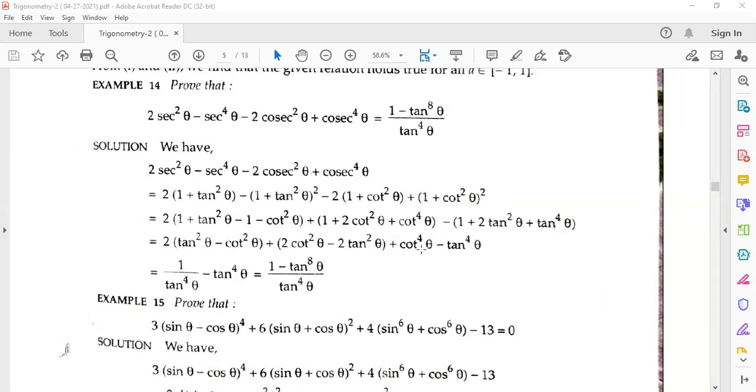Now this cot to the power 4 theta can be written as 1 by tan to the power 4 theta, minus here tan to the power 4 theta. Now making the LCM tan to the power 4 theta, it will be coming 1 minus tan to the power 4 into tan to the power 4, that is tan to the power 8 theta, which was our right hand side. Is it understood?